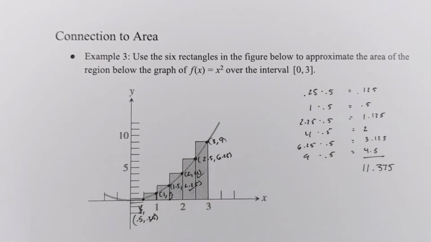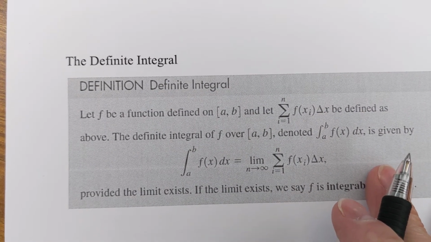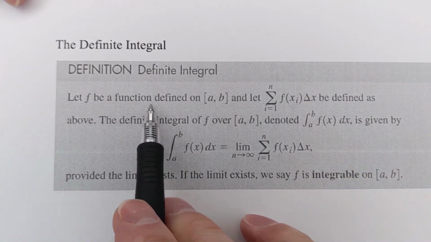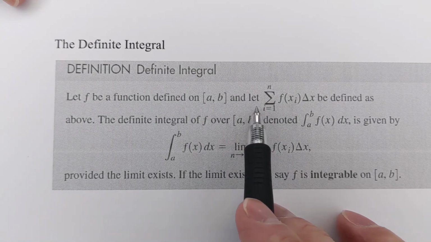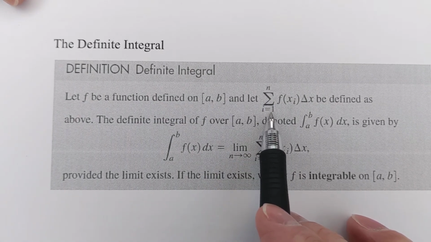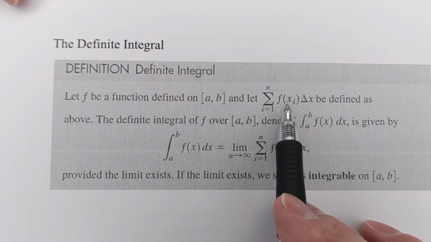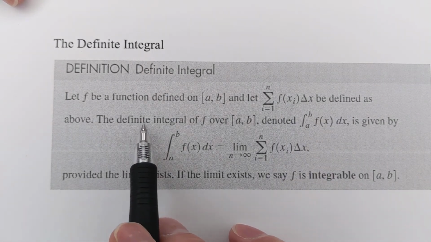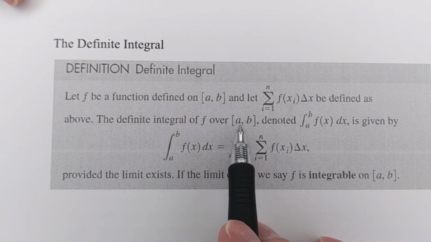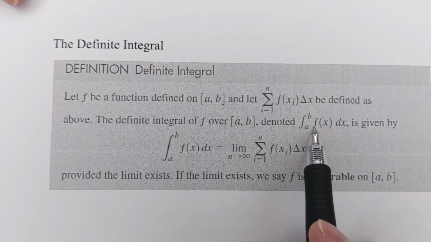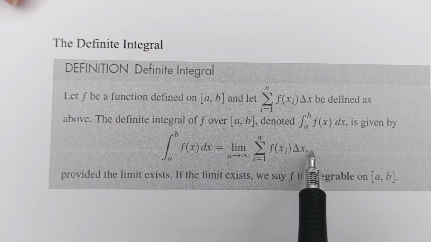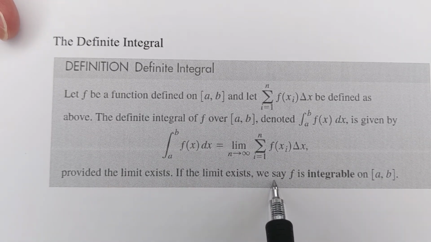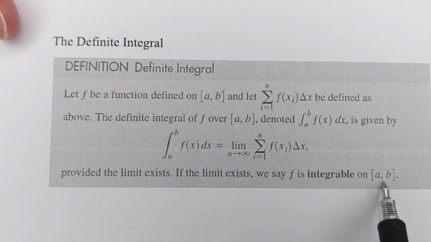So estimating the area, what we've got here is referred to as the definite integral. Let f be a function defined on some interval a to b, and let the sum from 1 to n of f of xi delta x be defined as above. The definite integral of f over a to b, denoted by the integral from a to b of f of x, is given by this limit, provided the limit exists. You say that f is integrable on a to b.